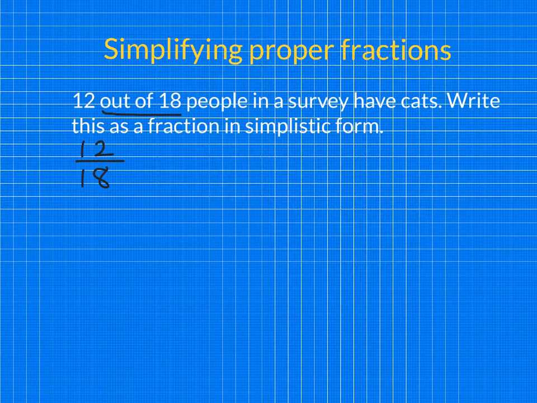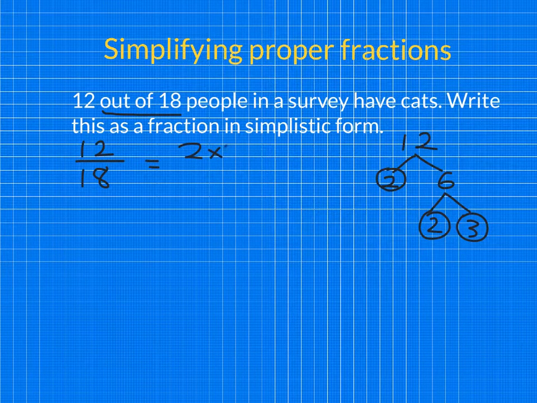We now need to change it to a fraction in simplest form. So what we're going to do is find the prime factors of 12, any way we like. 2 goes into 12, and 2 times 6 makes 12. 2 is prime, so we stop there. 6 can be 2 times 3. Both 2 and 3 are prime, so therefore 12 can be written as 2 times 2 times 3.